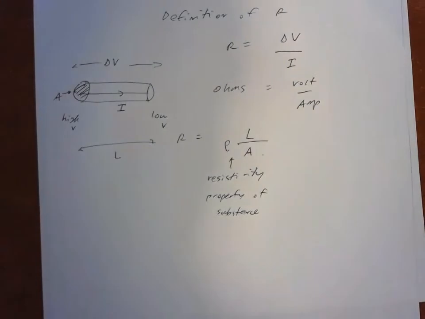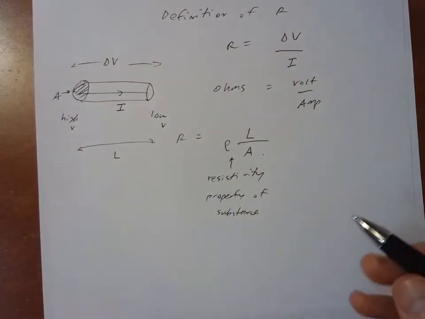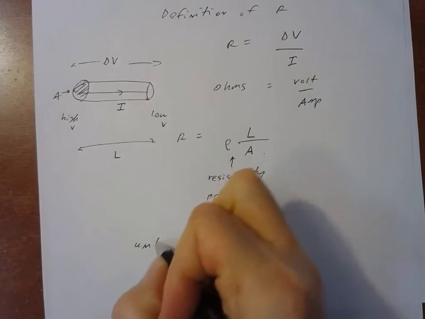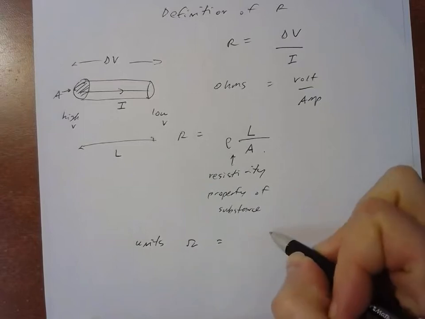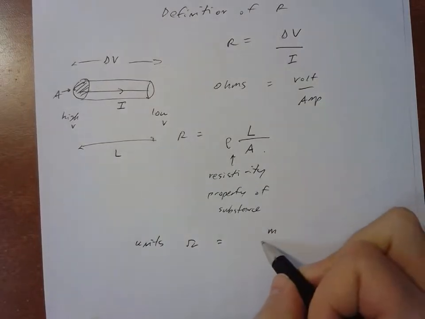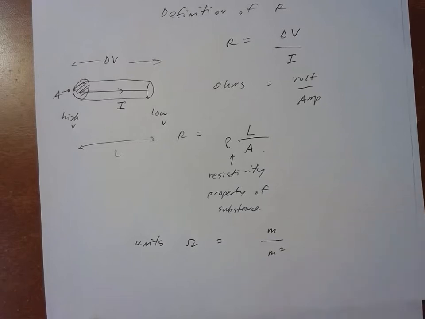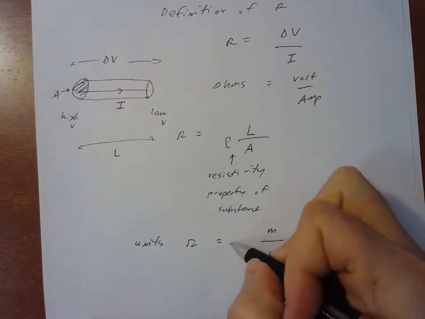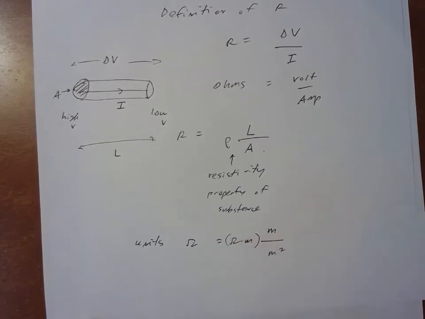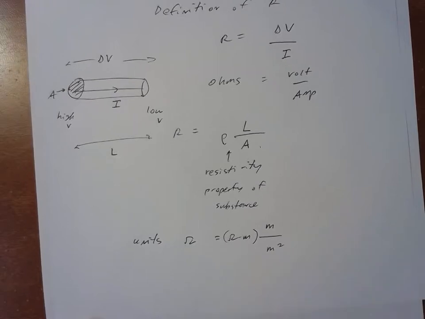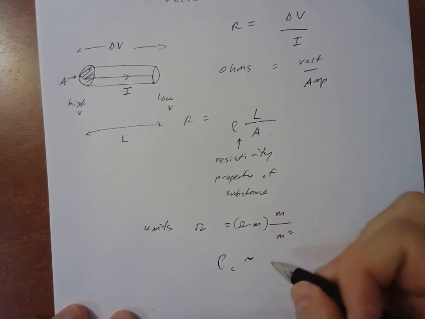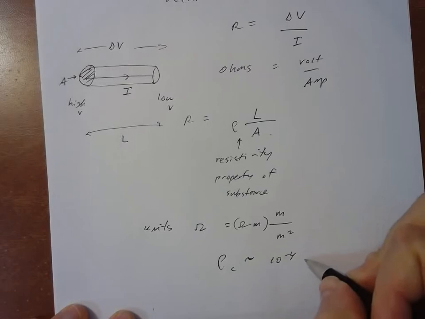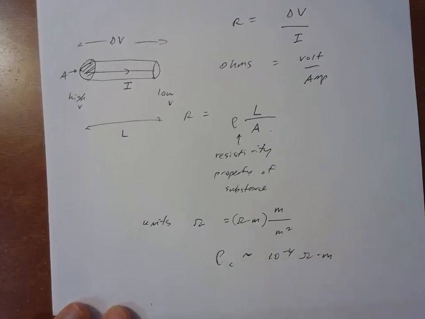Alright, so going back to the definitions here, let's look at the units. So again, resistance is measured in ohms. Length would be in meters. Cross-sectional area would be in square meters. And in order to make the units work here, you can see that resistivity has to have units of ohms times meters, because that makes it come out to be ohms. So again, the resistivity of carbon is about 10 to the minus 4 ohms times meters. So it's a semiconductor.